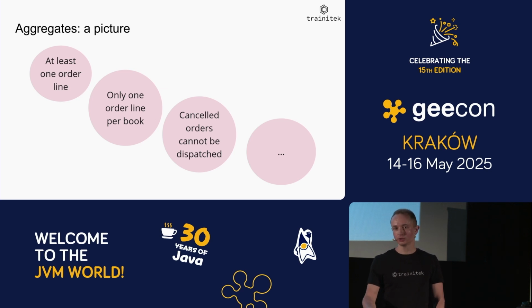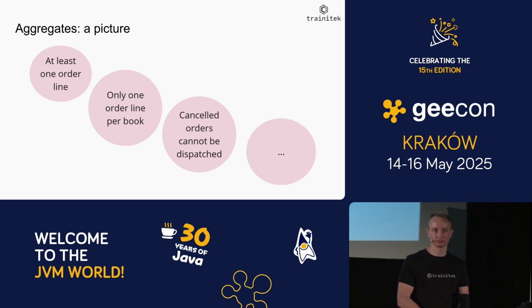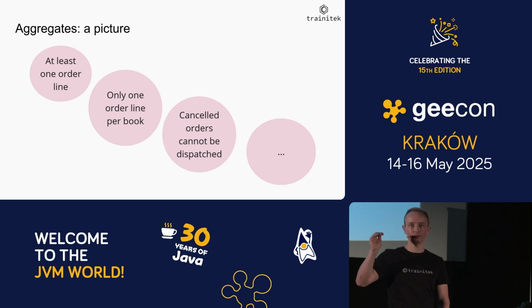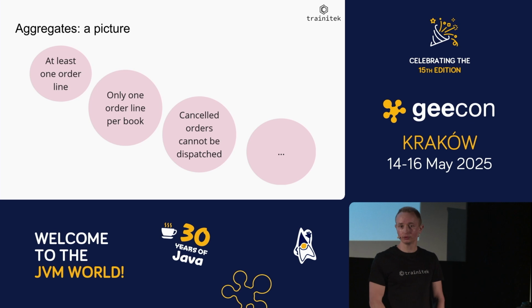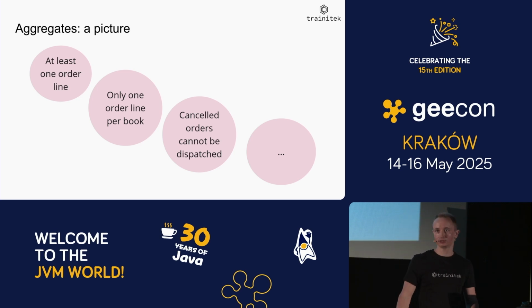One more, only one order line per book, right? So if we sell books, for example, we don't want domain-driven design quantity 1, domain-driven design quantity 1, domain-driven design quantity 1. We want to have only one order line, domain-driven design quantity 3. Makes sense? And one more, for example, cancelled orders cannot be dispatched. So if you have already cancelled an order, we shouldn't be able to dispatch it.